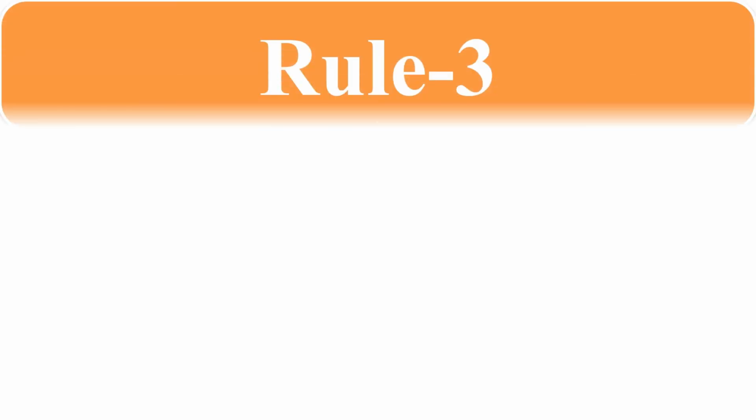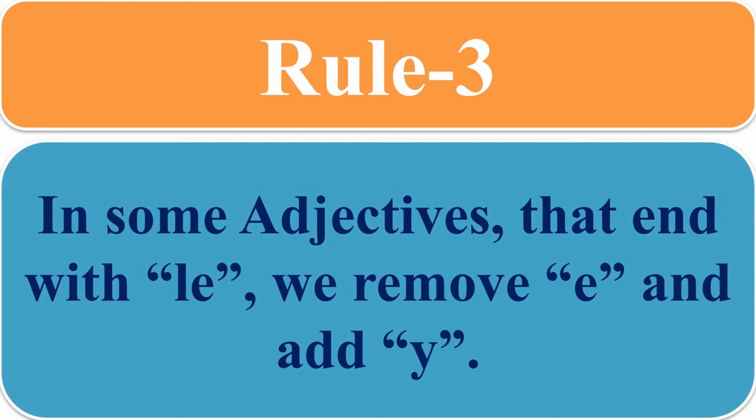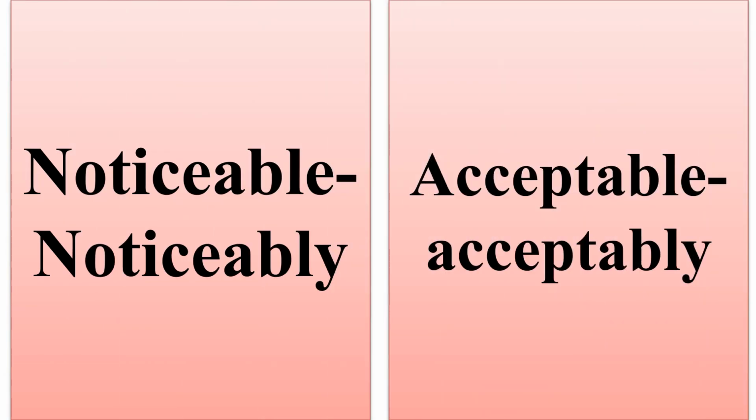The third one is, in some adjectives that end with le, we remove e and add y. ऐसे adjective जो le पे end होते हैं, उसे change करने के लिए हम e को remove करते हैं और y add करते हैं, जैसे noticeable, noticeably, acceptable, acceptably. इन दोनों words में हमने e को remove किया और y add किया.